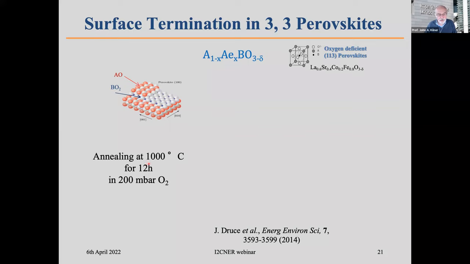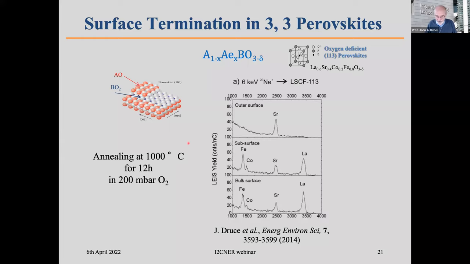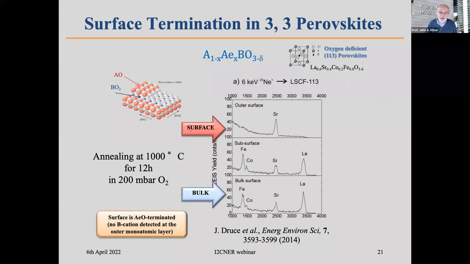Now, again, all the comments I'm going to make are relevant to fuel cell or SOEC operating conditions. So we're talking about operating at high temperatures, and in high oxygen pressures. LSCF was one of the first materials that we looked at. And what we saw was the following. This is the very surface spectrum of a sample that's been annealed at these high temperatures in high oxygen pressures.